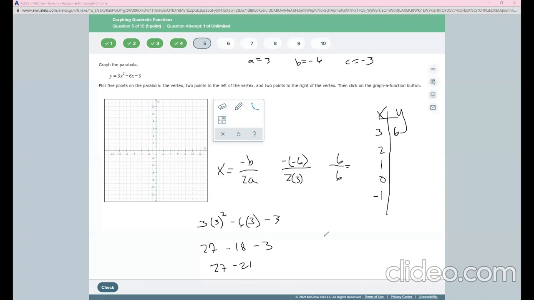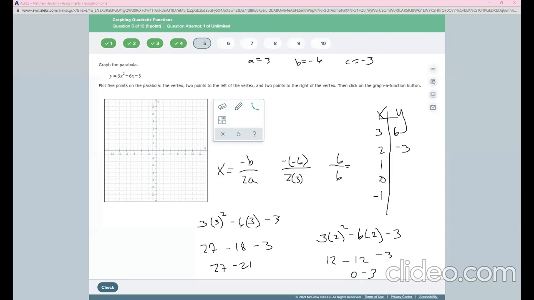Let's plug 2 in. 3, we have 2 squared minus 6 times 2 minus 3. 2 squared, it's 2 times 2, take the number, multiply it to itself, that's 4, and then 4 times 3 is 12. 2 times 6 is 12 minus 3. So we have 12 minus 12 minus 3. 12 minus 12 is 0. And 0 minus 3, since 0 is nothing, we just have -3.